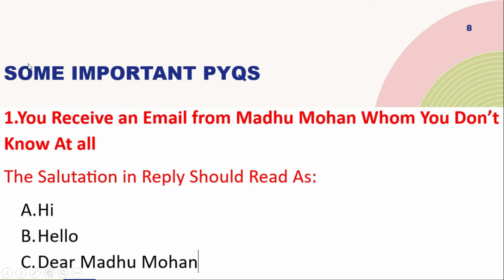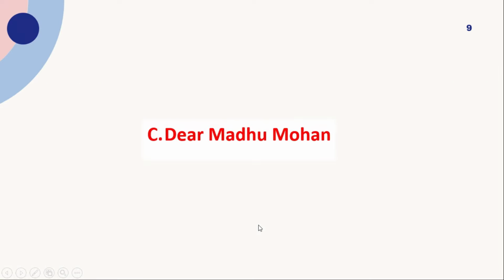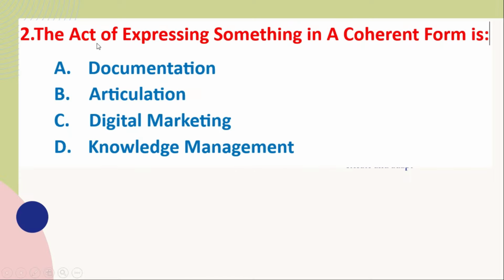Now, some important previous year questions. You will receive an email from Madhu Mohan, whom you don't know at all. The salutation in your reply should read: Hi, just Hi, or Hello, or Dear Madhu Mohan? The right answer is Dear Madhu Mohan, or you can say Hi Madhu Mohan, which is also fine. Next: the act of expressing something in a coherent form is: A, documentation; B, articulation; C, digital marketing; D, knowledge management. The right answer is B, articulation.